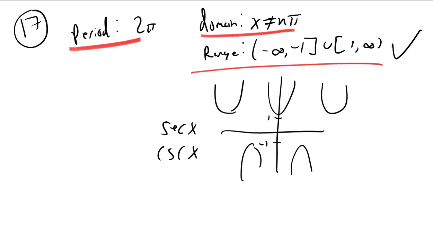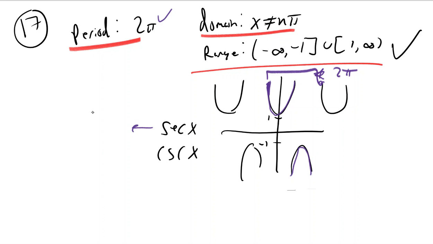Both of these two have a period of 2 pi. If you pick a point and you measure how far you have to travel before it starts repeating, that distance is 2 pi. So secant and cosecant both have that. But then only one of these has where x could not be equal to multiples of pi.